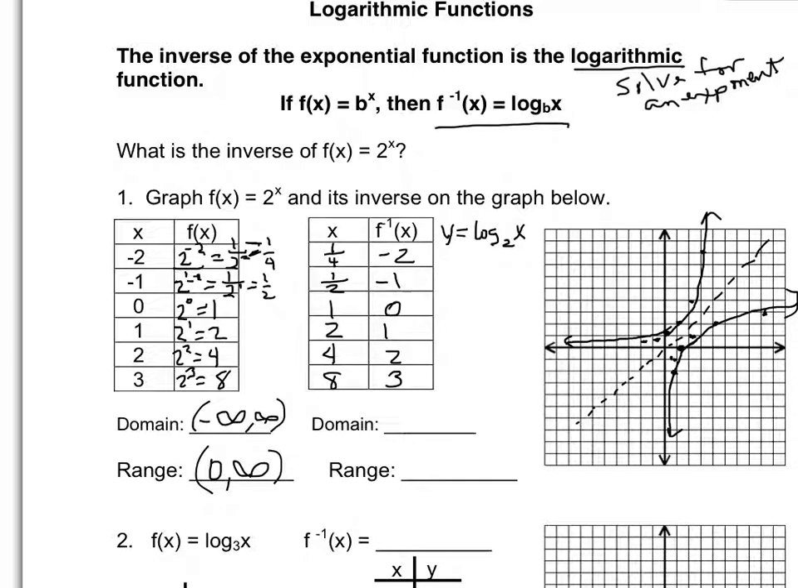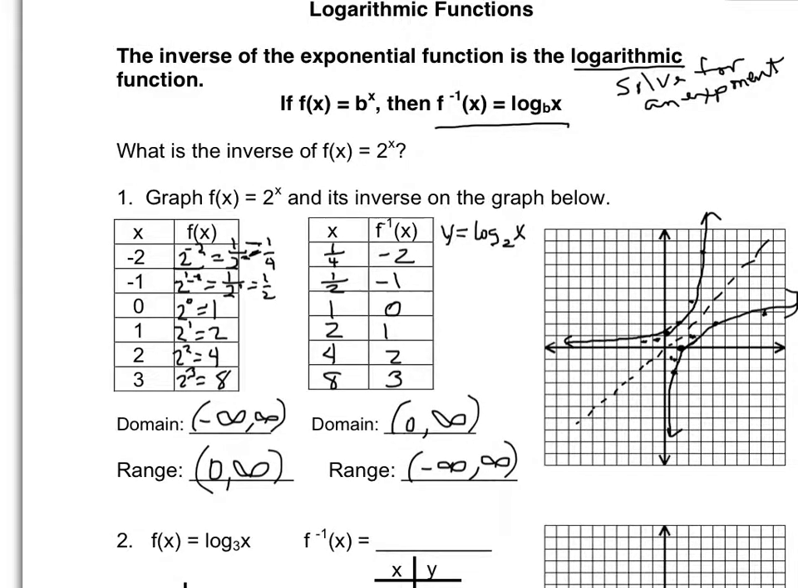Now tell me what you know about domain. Remember we said if there's an inverse, the domain and the range switch. So since the range was 0 to infinity on the original function, that means the domain will be from 0 to infinity on the inverse, and the range will be from negative infinity to positive infinity.